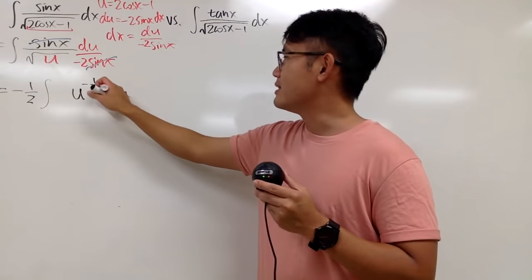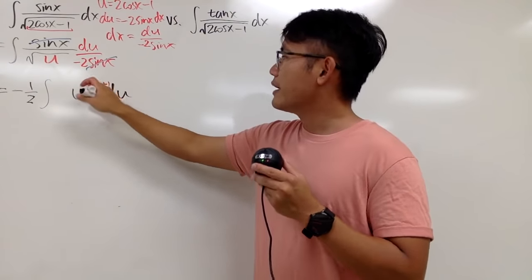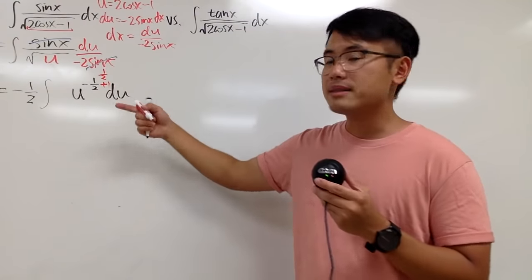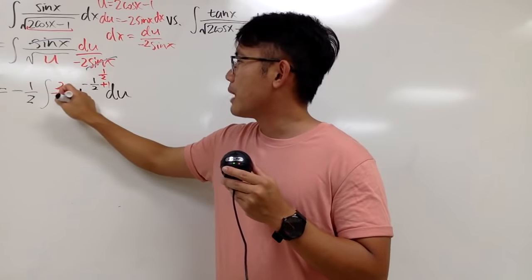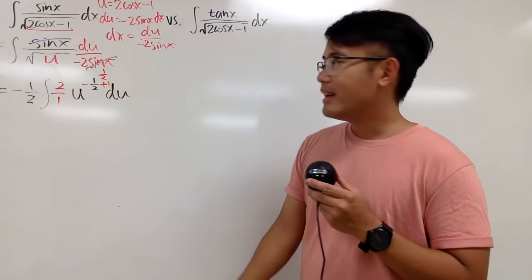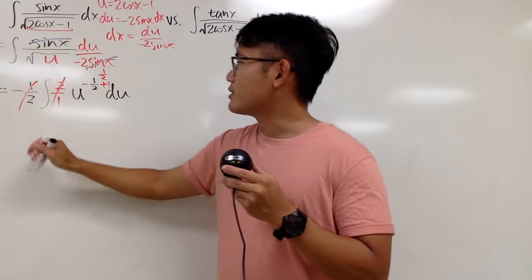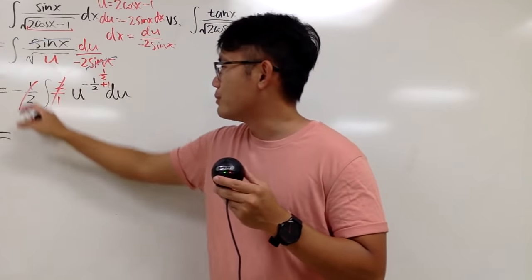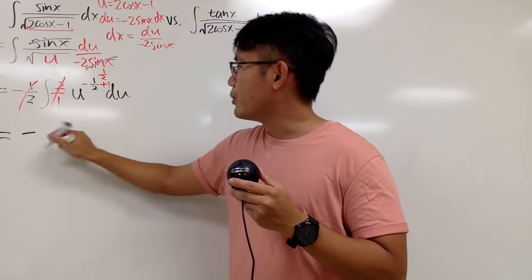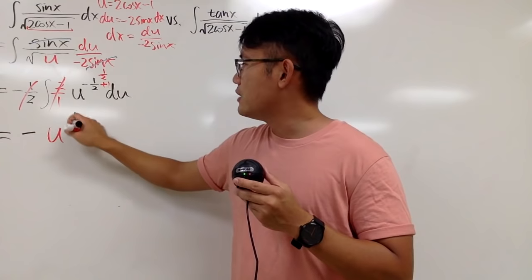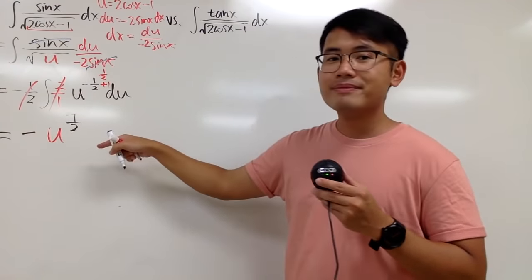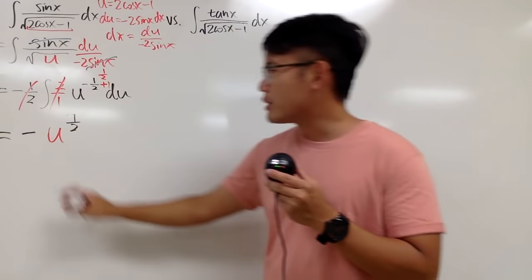I can integrate this easily, add 1 to the power. Negative 1/2 plus 1 is positive 1/2, and divided by positive 1/2. It's the same as saying multiply by 2 over 1. And you see that this and that cancel. And that was the integration step. And we see that the answer is pretty much negative u to the positive 1/2 power for the result of the integration. But we have to go back to the x world, so it's okay.